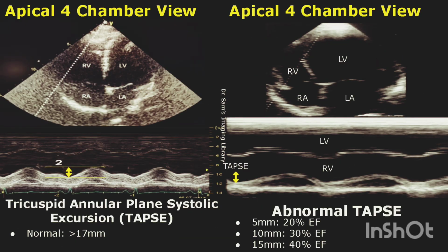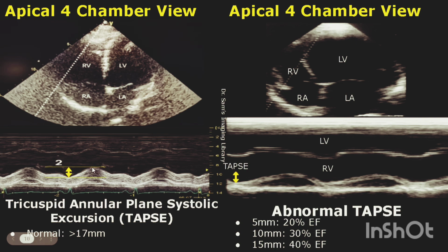Now we move on to right ventricle function. Tricuspid annular plane systolic excursion or TAPS is a measure of the longitudinal motion of tricuspid annulus in the right ventricle during systole. TAPS is measured by placing an M-mode cursor through the tricuspid annulus in the apical four-chamber view, and the distance that the annulus moves during systole is measured in millimeters, similar to MAPS.